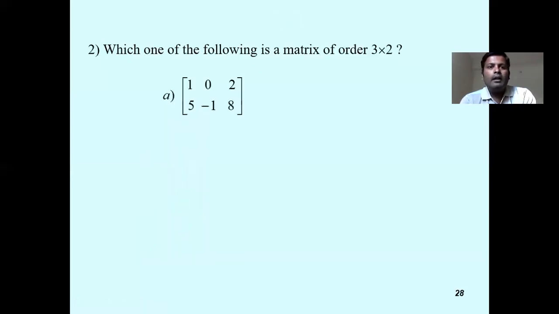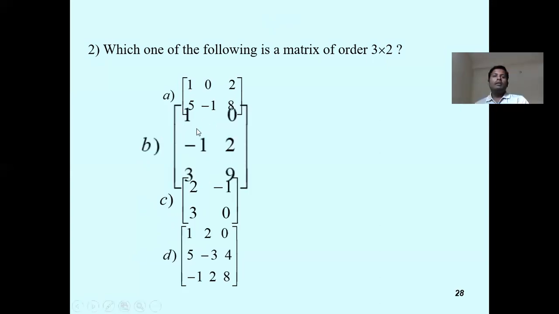The next question, which one of the following is a matrix of order 3 by 2? Here, how many rows? 3 rows. How many columns? 2. So you observe in the first one, here 2 rows. Here 2 rows. But in our question it is 3 rows. The C also the same way, 2 rows and 2 columns. In the D option also, here 3 rows and 3 columns.